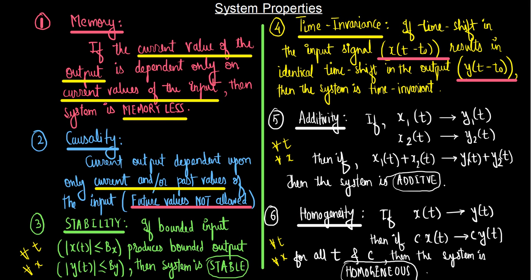In this course, we are most concerned about the last two properties, additivity and homogeneity. That means we will be discussing more about the systems that are linear in nature. We shall see more about linear systems in the next module.